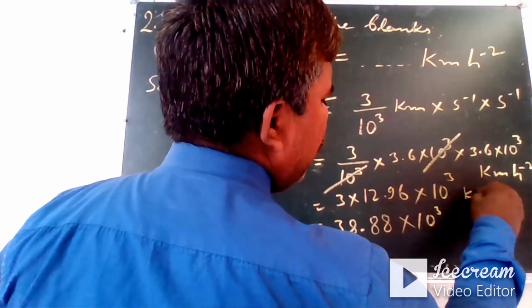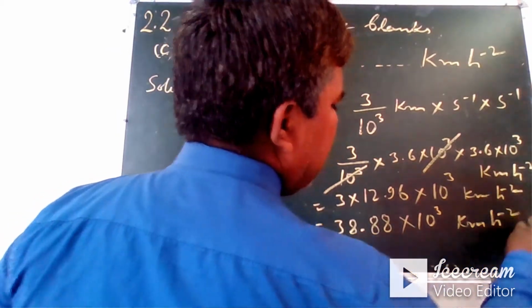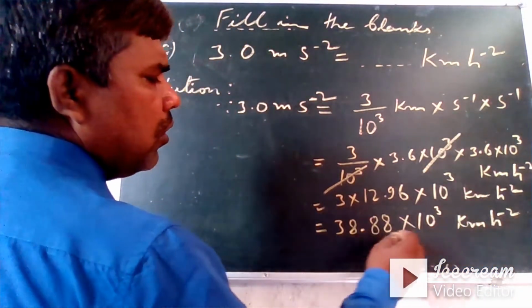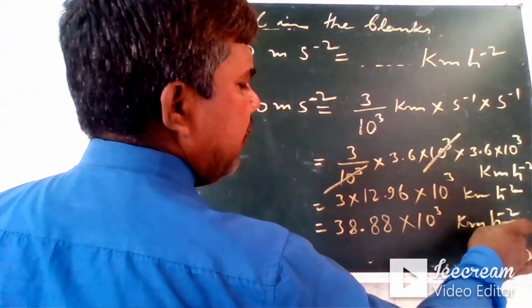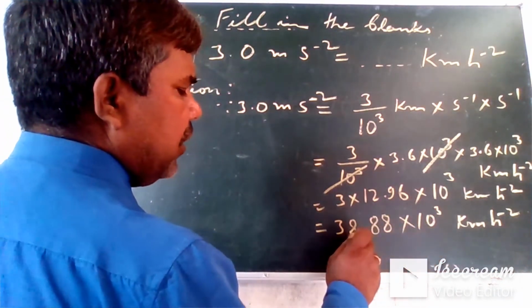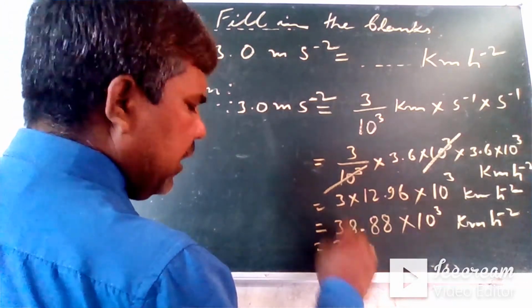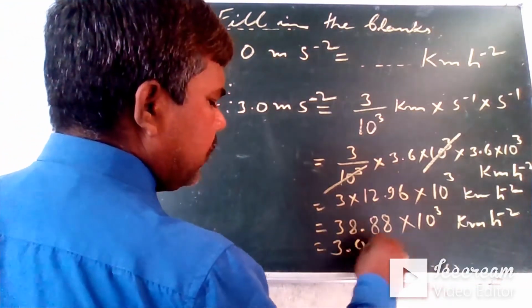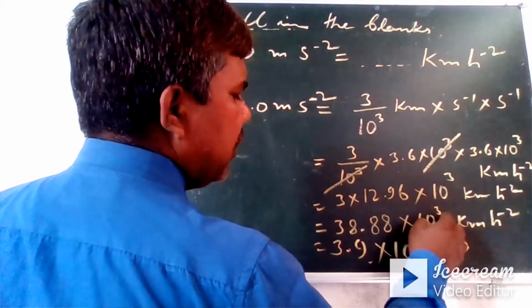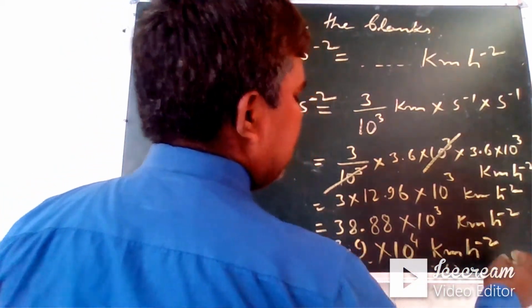Okay, kilometer per hour square. Now scientific notation will come here. This will become here 3.8. Finally we will write 3.9 and 10 to the power, this will increase by 1, then 4 kilometer per hour square.